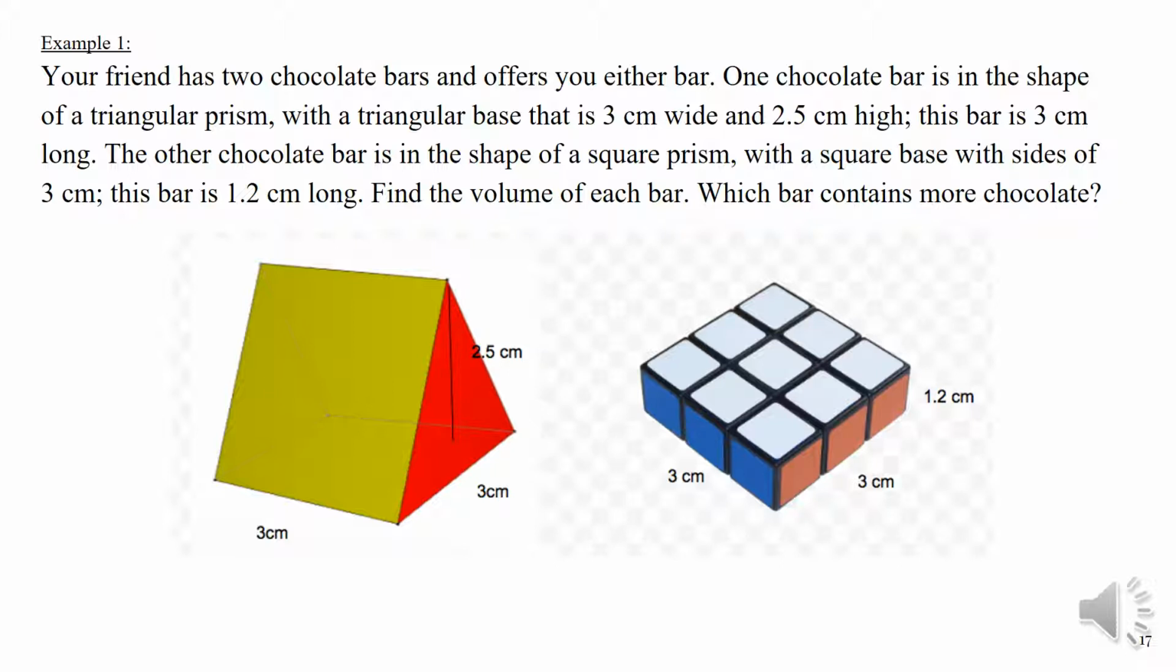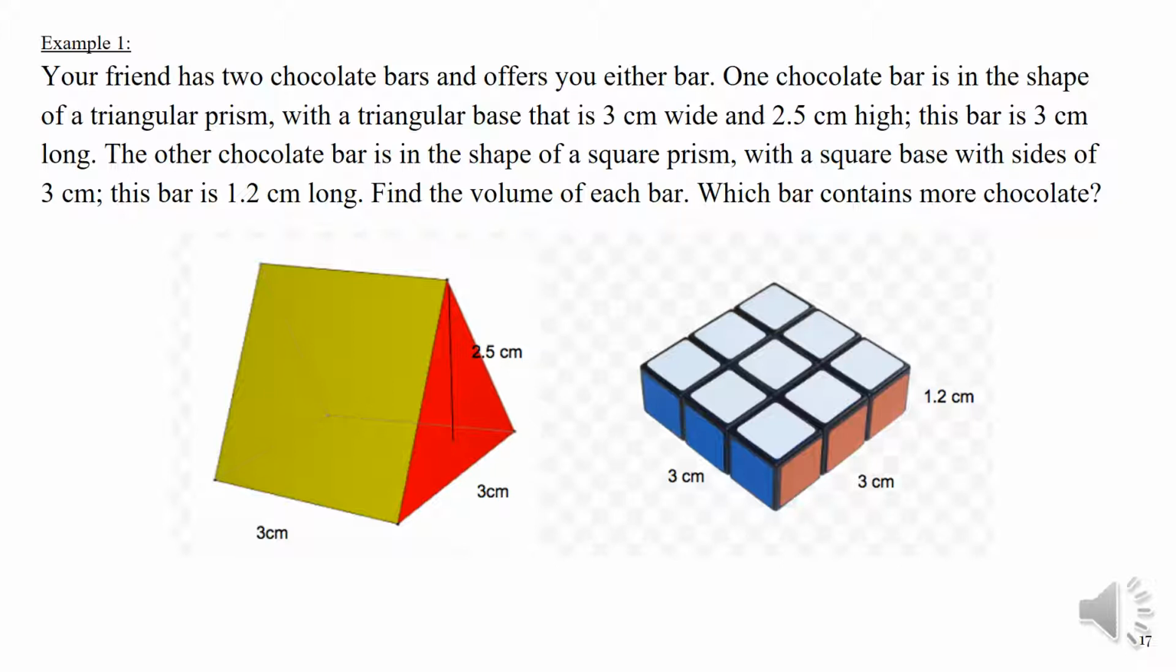I went ahead and I labeled all of our numerical pieces. So our triangular prism has a base that's 3 centimeters wide, 2.5 centimeters high, and 3 centimeters long. Whereas our square has a square base of 3, which means its length and its width is 3, and its height or length in terms of depth is 1.2.